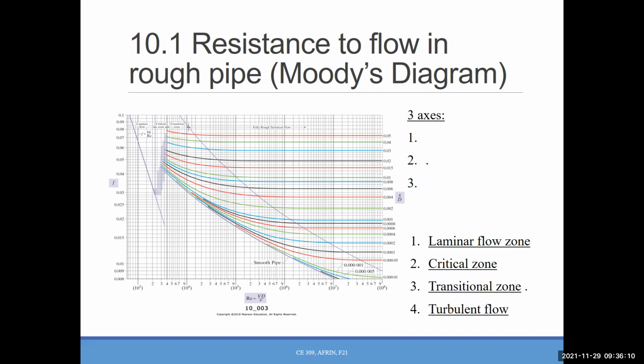Now for Moody's diagram, instead of 2 axes, we have 3 axes here, okay? 1 X and 2 Y axes. So let's identify the name of each axis, okay? The very first one is what? Friction factor f, right?